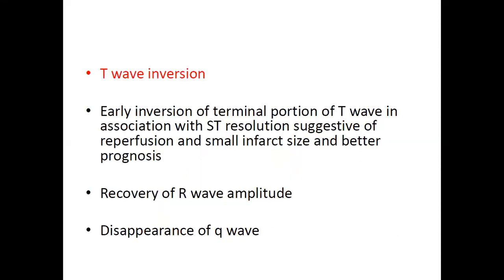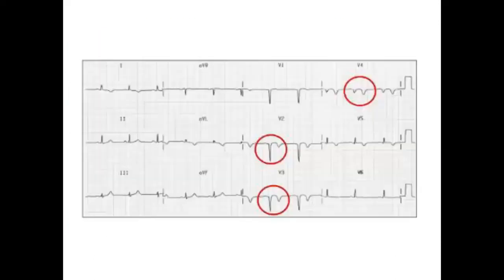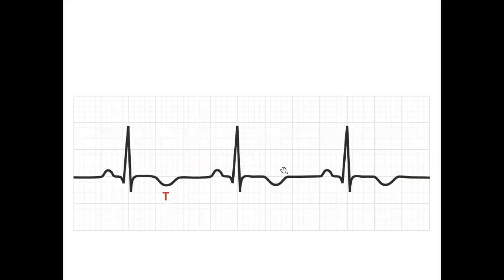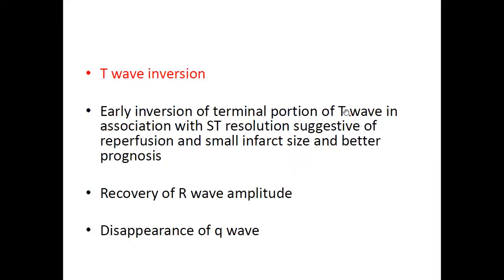Other parameters in the ECG which can also indicate that thrombolysis has been successful include the presence of T wave inversions. As you can see here, initially when there is STEMI, you cannot see a T inversion anywhere. If after thrombolysis the patient develops T inversions like this, that means the elevation has gone and T inversions are there. That also indicates successful thrombolysis. Second is early inversion of the terminal portion of the T wave in association with ST resolution. As I've already said, ST will resolve and there will be associated T inversions.